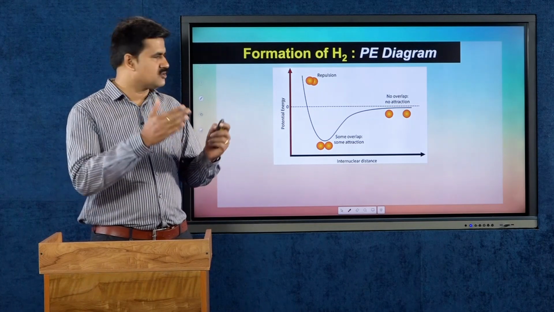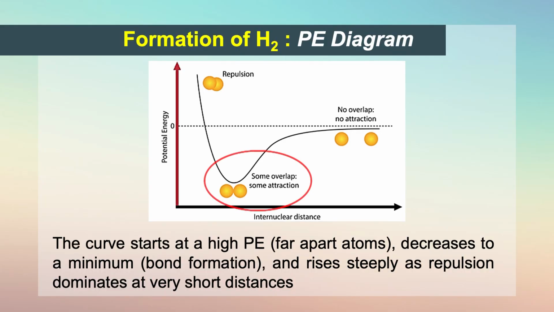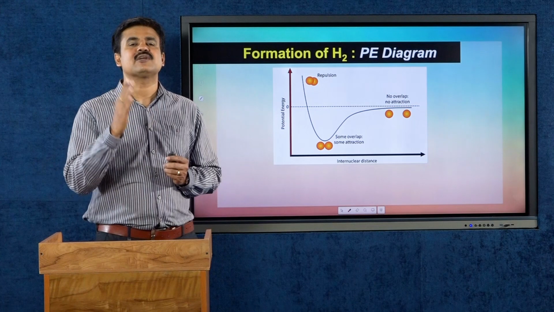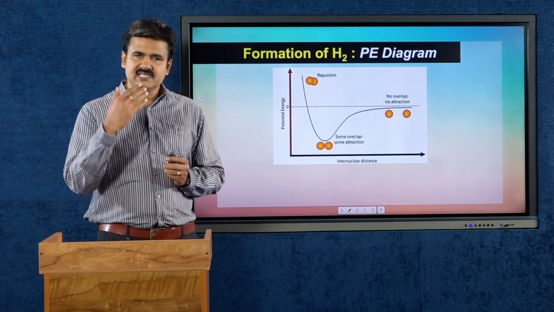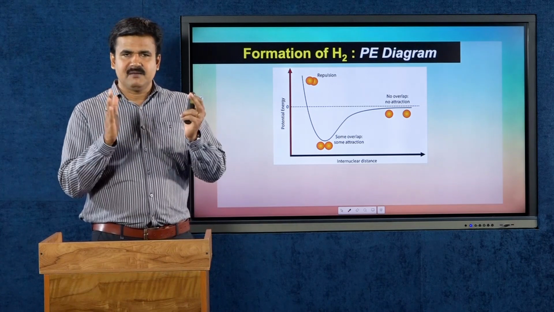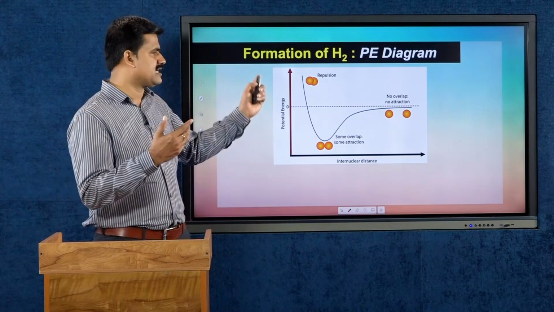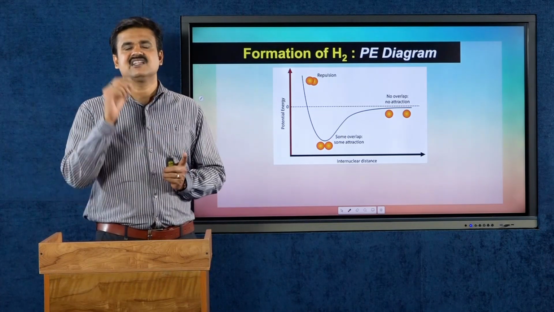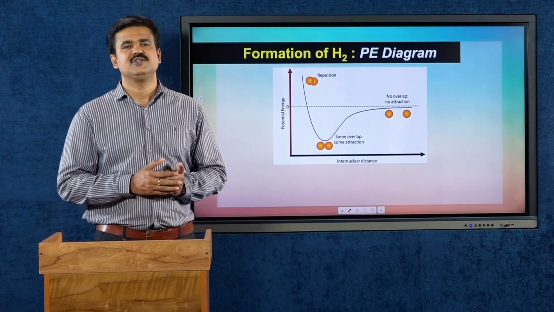When they come close together, some attractive as well as repulsive forces come into play. At this point of 0.74 angstrom, there occurs a minimum potential energy due to greater attraction. At this point, the covalent bond forms between two hydrogen atoms. If the two hydrogen atoms come closer than 0.74 angstrom, then the potential energy of the system increases. So this curve represents the potential energy diagram corresponding to the formation of a hydrogen molecule from two hydrogen atoms.